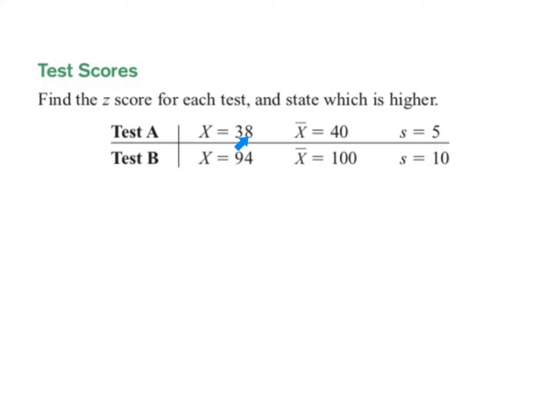So on test A, they got a 38 out of something, I don't know. And we don't even know if it's a percent or a raw score. And for test B, somebody got a 94. Now, what they tell us about each of the tests is the means and the standard deviations. The mean for test A was 40, which means it obviously was worth more than 40 points if this is the average. And same with B. If this is the average, then the test was worth more than 100 points or 100%. I don't know. Extra credit, whatever. Then the standard deviation here is 5, and the standard deviation here is 10.